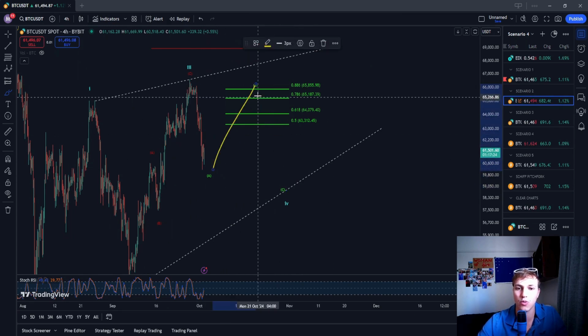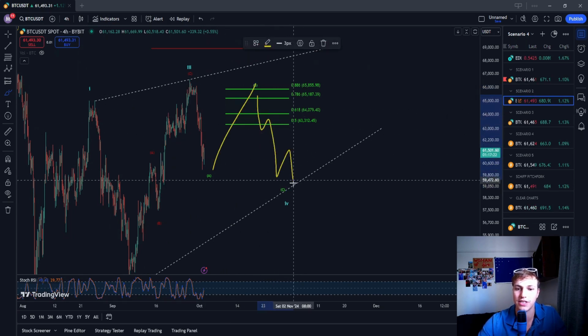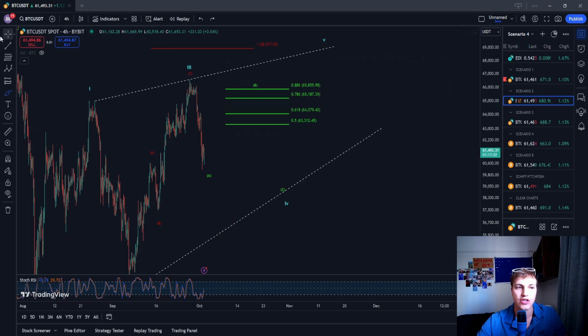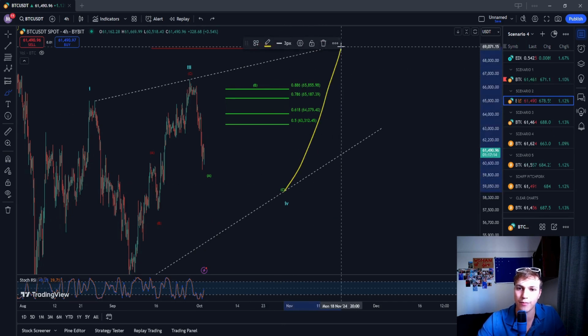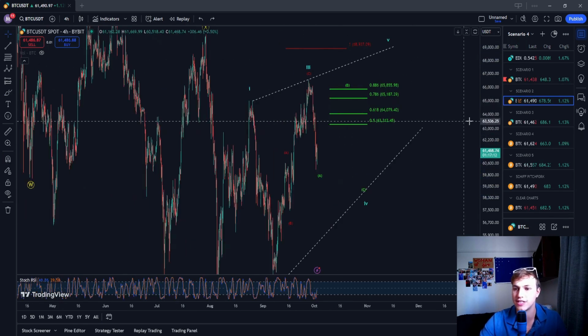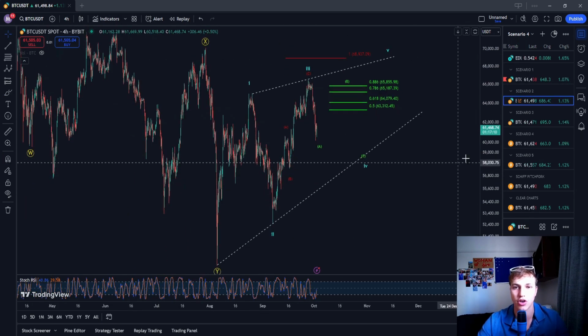This wave C would be an impulsive structure like we discussed before. So we are still looking in the short-term time frame for lower prices, touching this trend line and then moving back up if this is your main scenario on the chart.